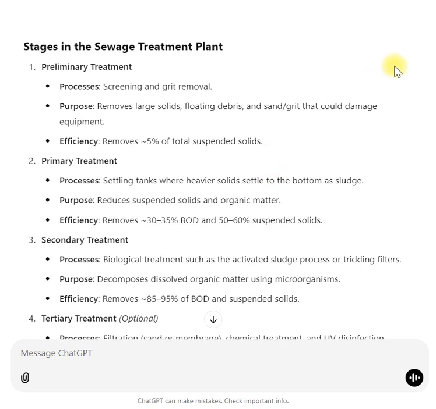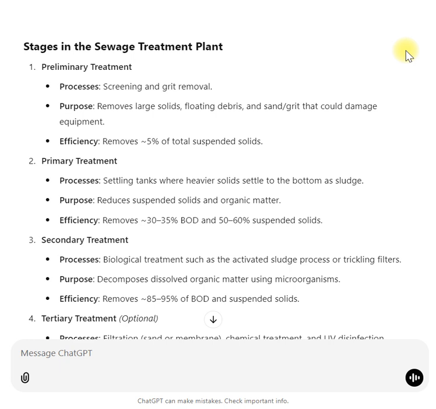Let me provide a detailed explanation of the diagram. Stages in the sewage treatment plant. 1. Preliminary treatment. Processes: screening and grit removal. Purpose: removes large solids, floating debris, and sand grit that could damage equipment. Efficiency: removes 5% of total suspended solids.